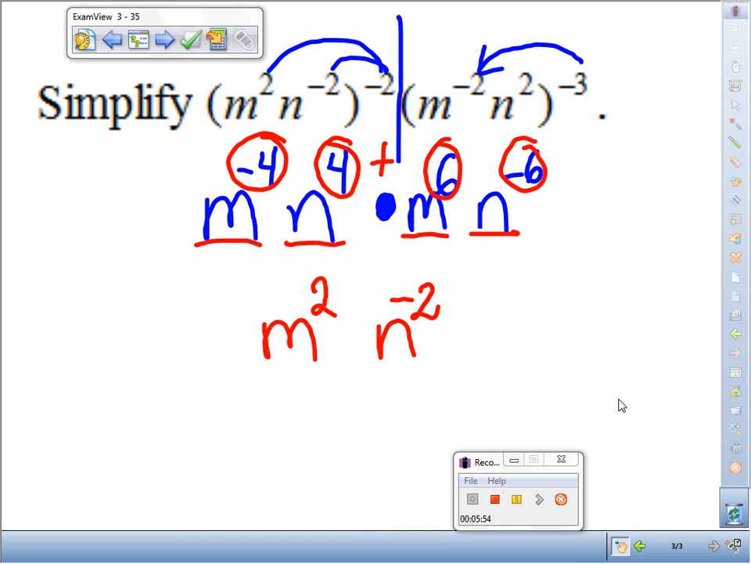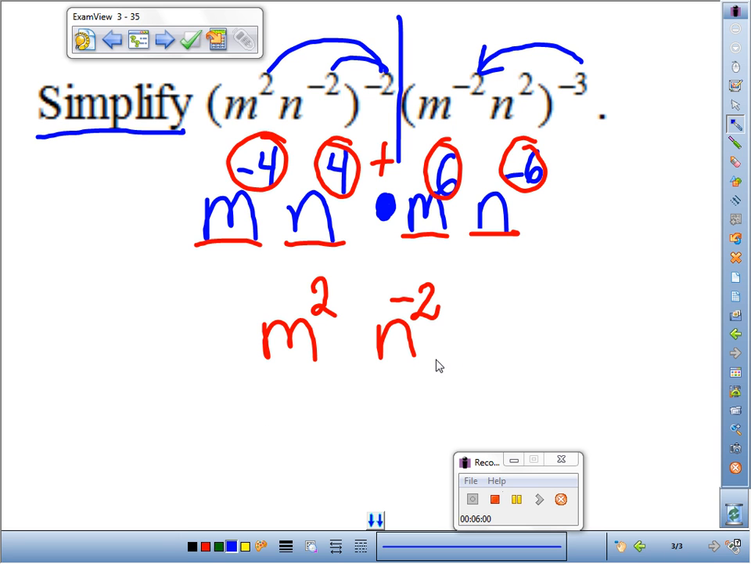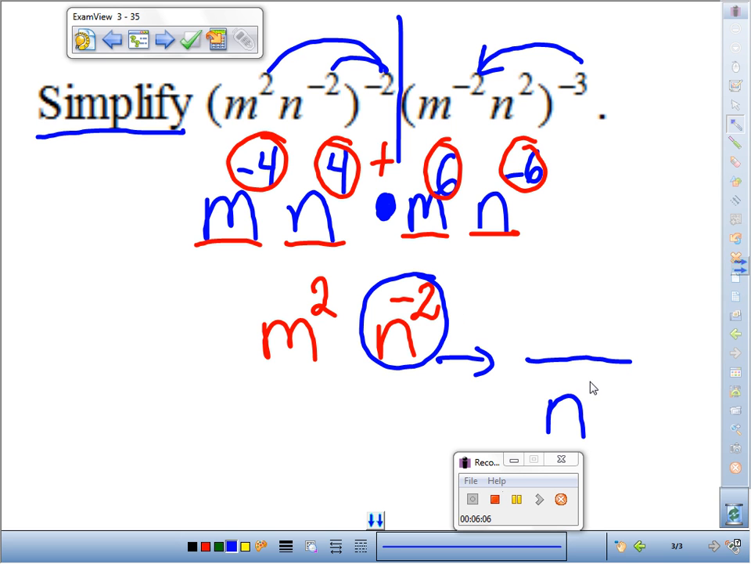But what do we know about negative exponents? We cannot have an expression with negative exponents because then it's not simplified. So therefore, first thing you do, you get this one, bring it to the denominator, and change the exponent to a positive, and this one stays in the numerator. And we're done.